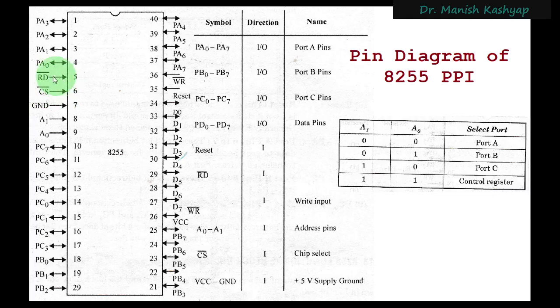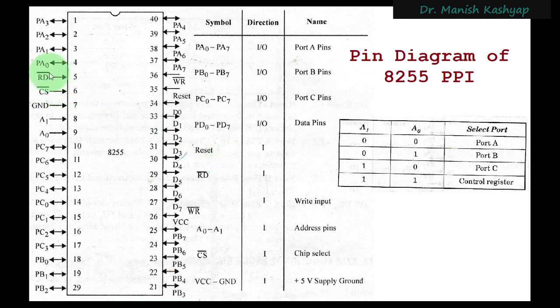Now, read signal, you will also see it's an input signal. If the microprocessor 8085 or 8086 wants to read something through this IC, then it will give this read signal as logic 0, because this is read bar, so it will be activated when it is at logic 0. So only in that case this peripheral device will be selecting an appropriate port depending upon A0 and A1, and it will be reading the data from that particular port, right?